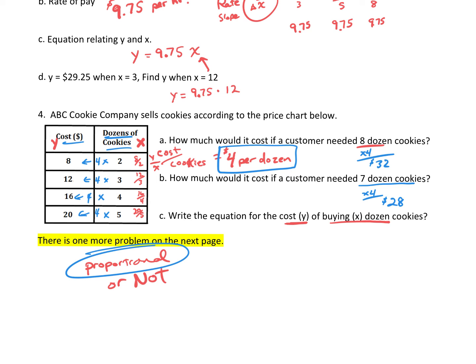So the cost, y, is going to equal 4 times x dozen cookies. For x equals 7, we just did that. Then it's 4 times 7, and y is 28, and that's $28. That's what we did up here.